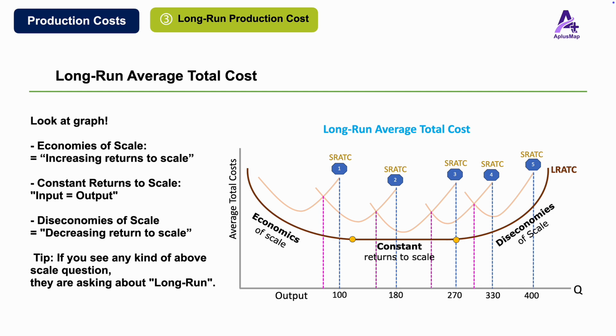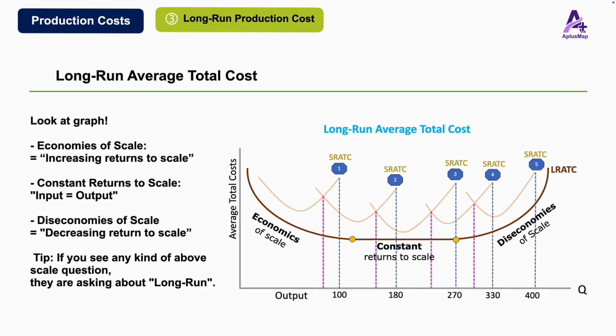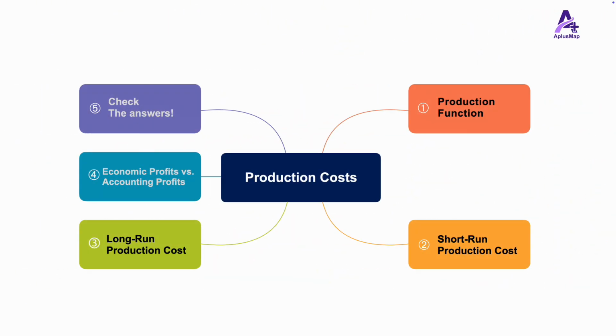Like trying to steer a giant cruise ship versus a speedboat. That's a good analogy. It becomes unwieldy. And a quick AP tip here. If you see any question on the exam talking about scale, increasing, decreasing, constant returns to scale, ding, ding, ding, they're almost certainly asking about the long run. Got it. Scale questions, long run. Usually a safe bet.